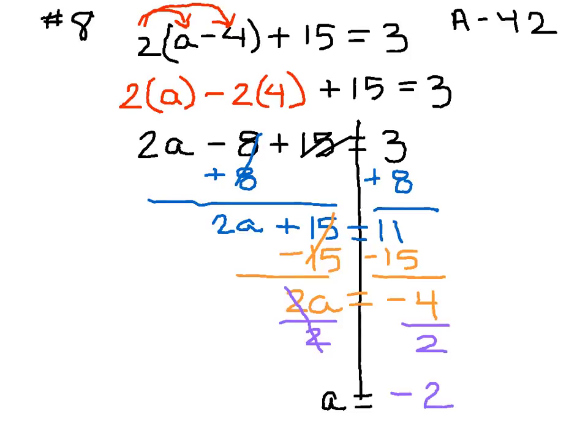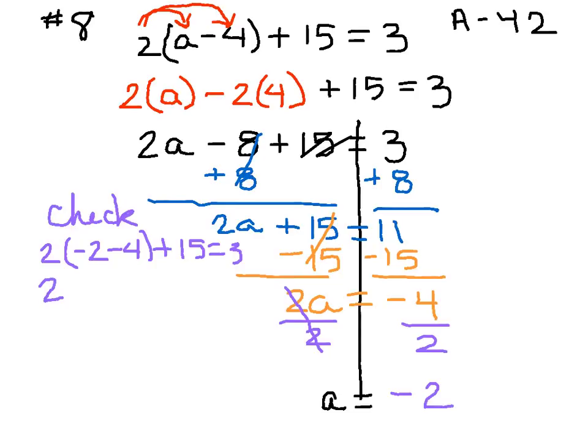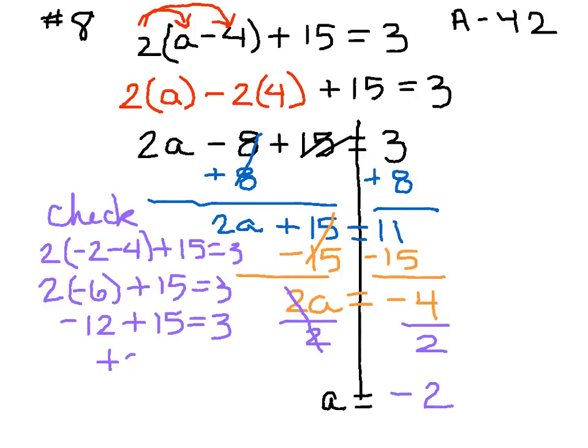And the next thing I have to do is to check it. So here's my check. I'm going to get 2 times negative 2 minus 4 plus 15 is equal to 3. So that's going to give me 2, and negative 2 minus 4 is a negative 6, plus 15 is equal to 3. Well, that gives me negative 12 plus 15 is equal to 3. Sure enough, I'm adding numbers with opposite signs. The bigger one in absolute value is positive, so I know my answer has to be positive. So I'm going to get 3. And then the signs are different, so I subtract. 15 minus 12 is 3, and that's equal to 3. And sure enough, it checked.